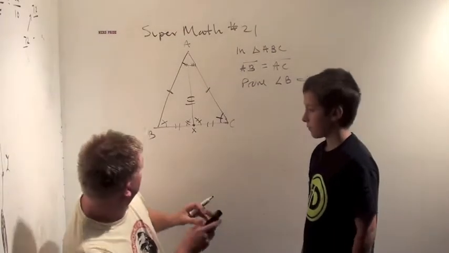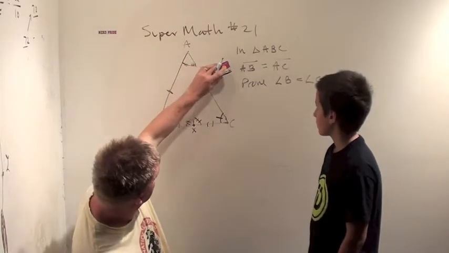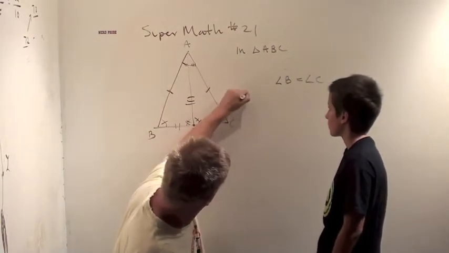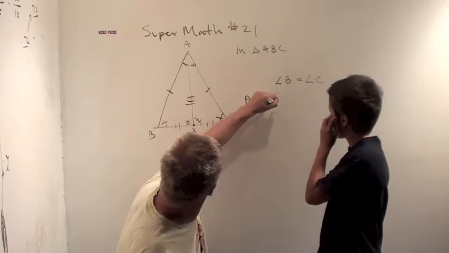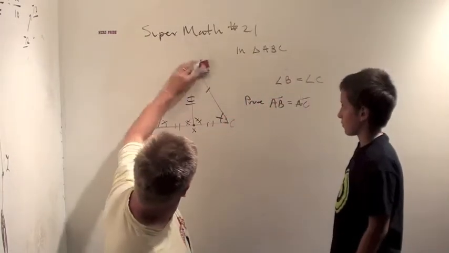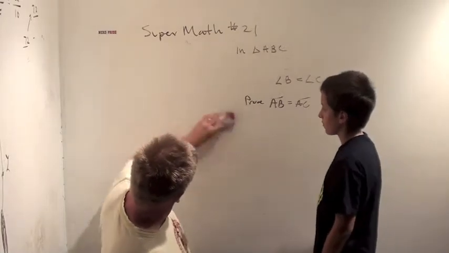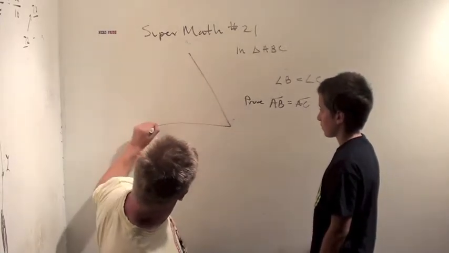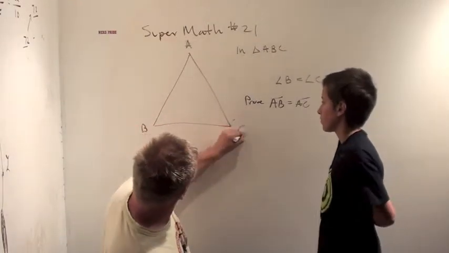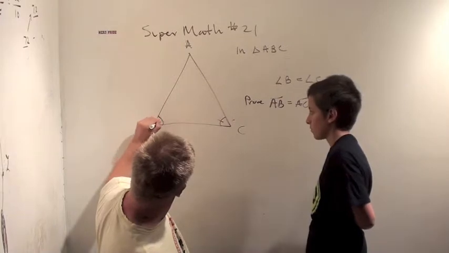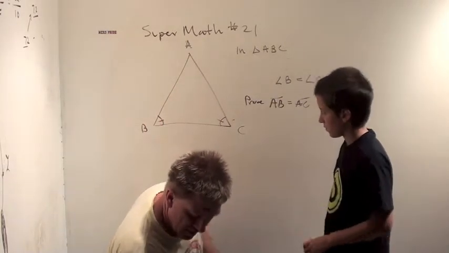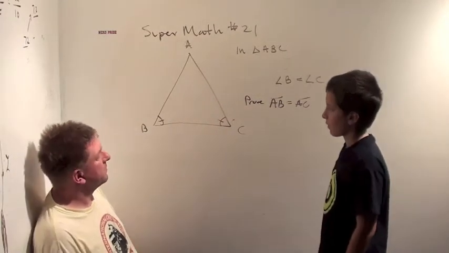Now, what about what seems to be sort of the opposite of this? What if the angles are the same? Prove AB equals AC. So now we have a similar setup. We have a triangle A, B, C. And now I know this angle and this angle are the same, and I want to prove AB equals AC. So how do you do that? How do you go the other way?